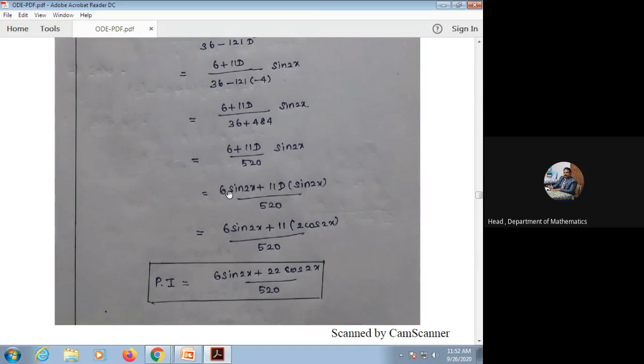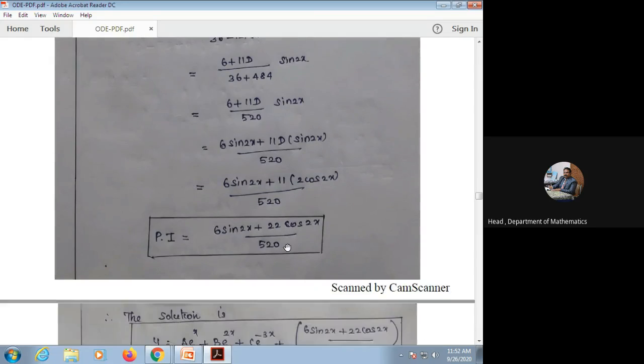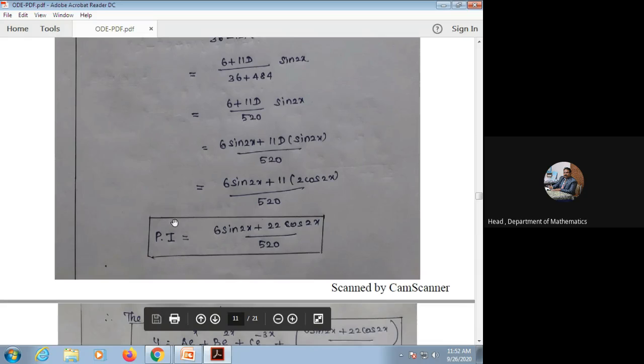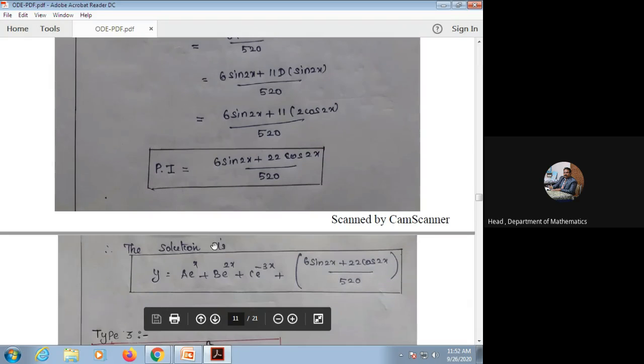Then that is equal to 6 sin 2x plus 11 into D of sin 2x. That is the differentiation of sin 2x, you know, 2 into cos 2x. Therefore, divided by 520, therefore (6 into sin 2x plus 11 into 2, we know 22, into cos 2x) by 520. This is the particular solution value. This is the final solution for the particular integral. We can proceed hereafter. Therefore, the solution is y equal to complementary function result plus particular solution. This is the final solution for the given ODE.